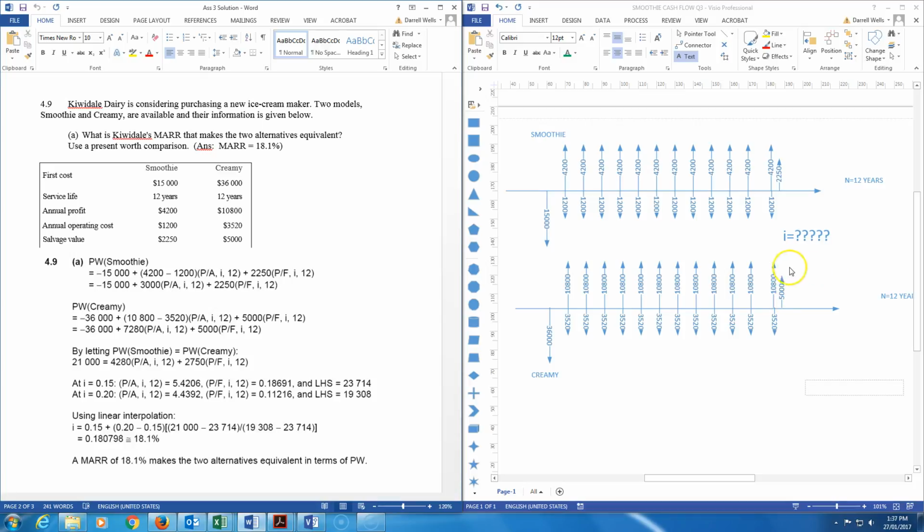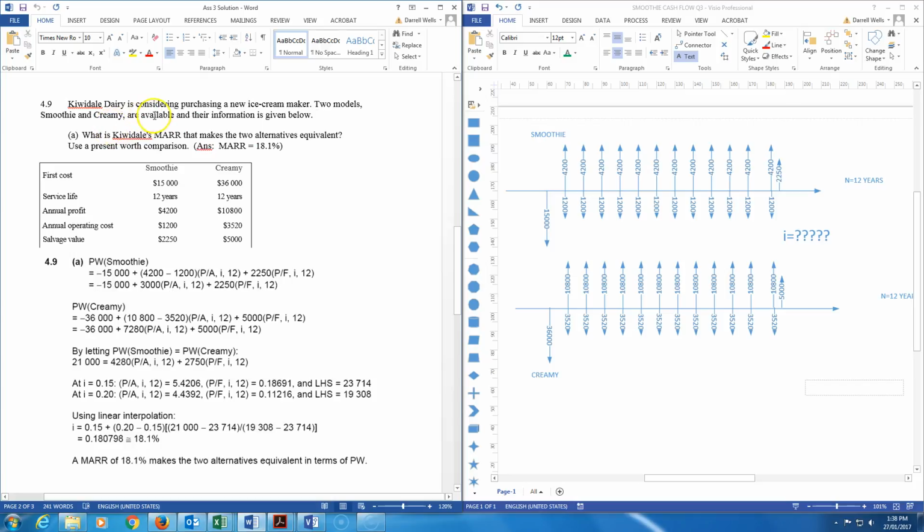And finally, we have our salvage value of $5,000, and we can convert that to a present amount using our P/F factor, to find P given F for a particular interest rate and N years. And we can simplify that formula down to this equation: negative 36,000 plus 7280 (P given A, i, 12) plus 5,000 (P given F, i, 12).